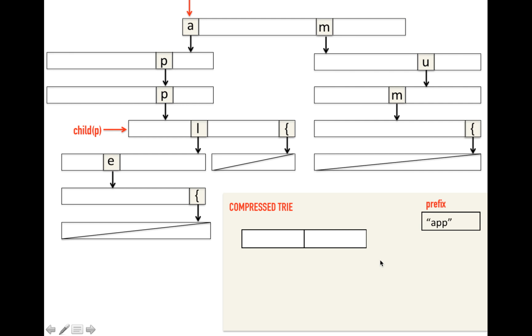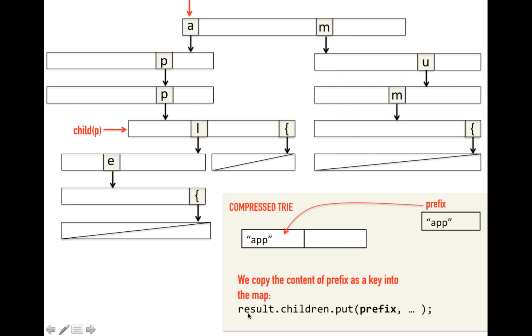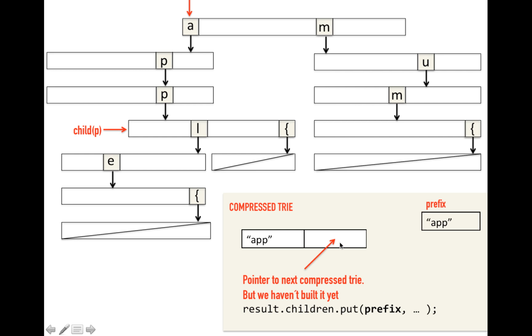So we insert it in the map, calling, in the case of Java, you call the function put. In the case of C++, instead of put, you use insert here, and instead of a dot here, an arrow. So in this case, we have to insert a pair. So the first part of the pair is the prefix, so we are copying here. The problem is that the second part of the pair is a memory address to the next compressed trie, but we haven't built it yet, so we don't have a memory here.